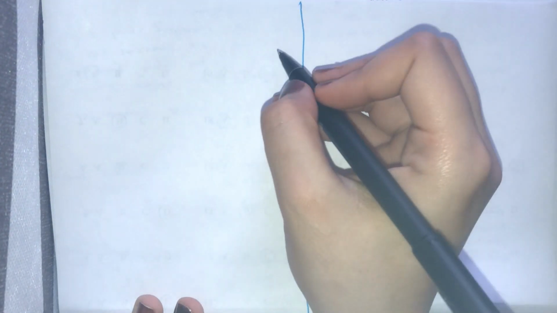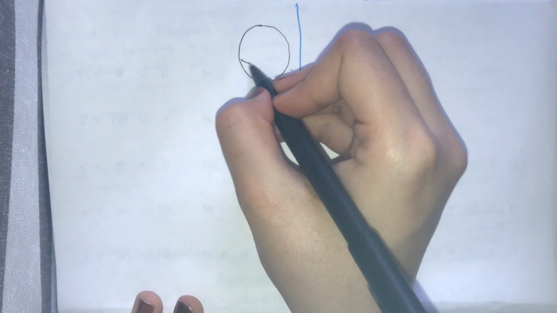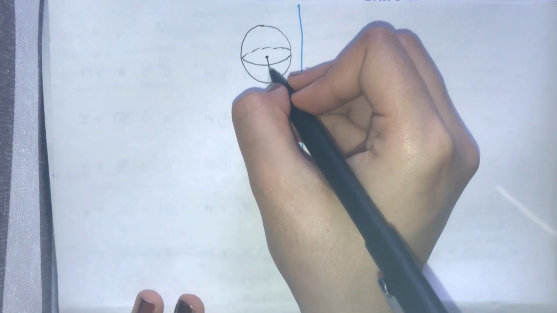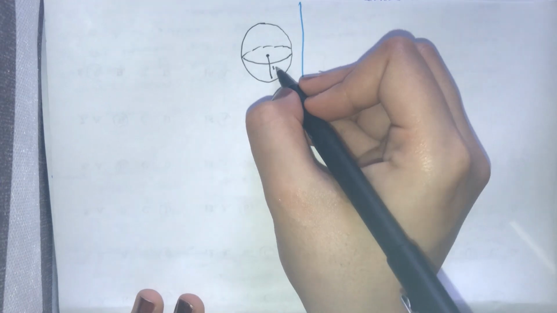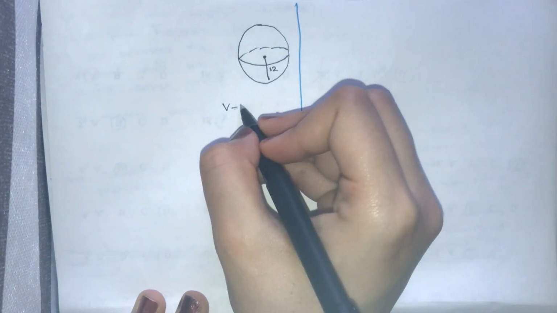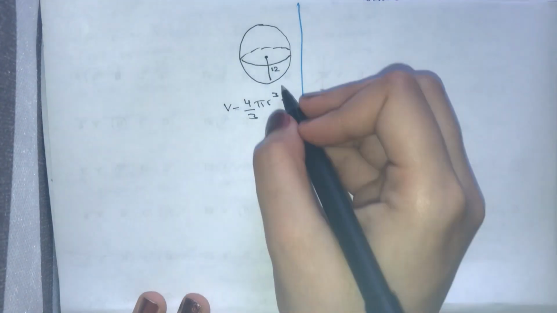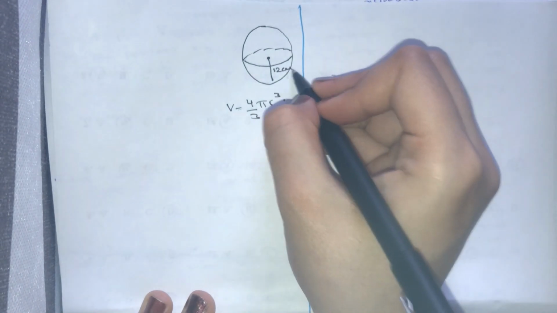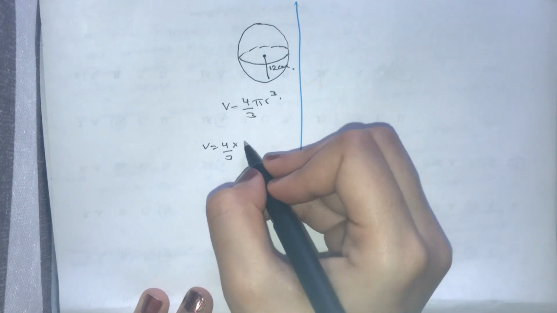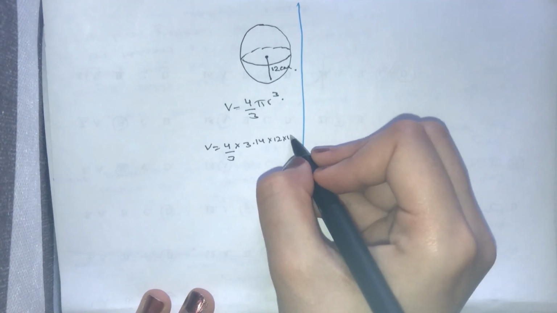So you have a sphere here. I'm not a good artist. You must have noticed that by now. But there you go. This is the radius of the sphere. In this question, we put it as 12 centimeters. The volume of a sphere, if you remember, is 4/3 pi r cube. So the volume is equal to 4/3 times 3.14 times 12 times 12 times 12.